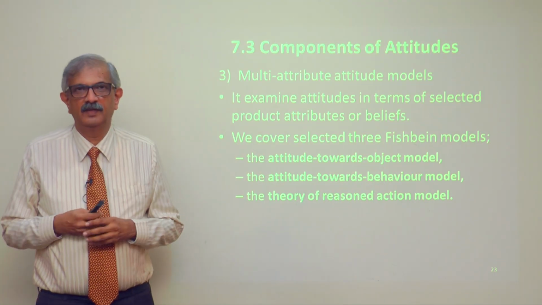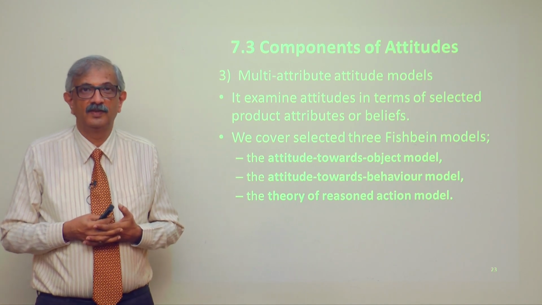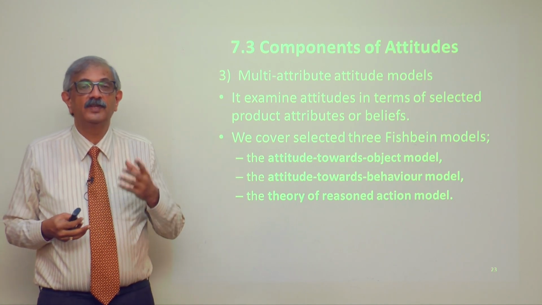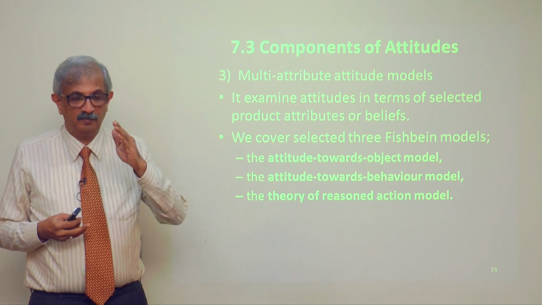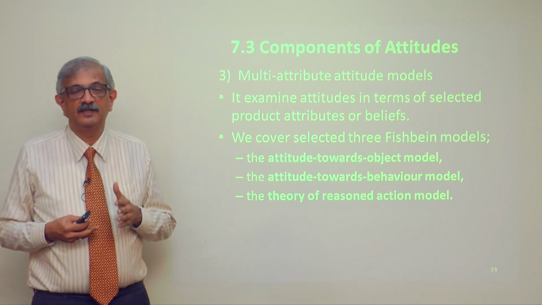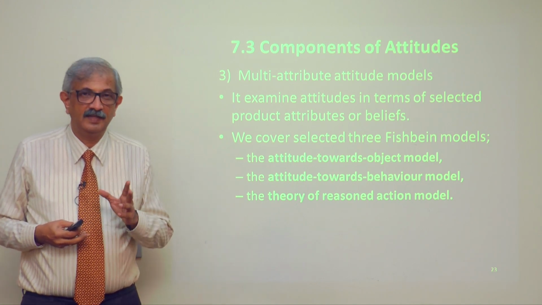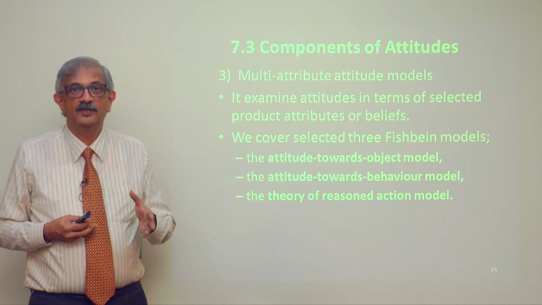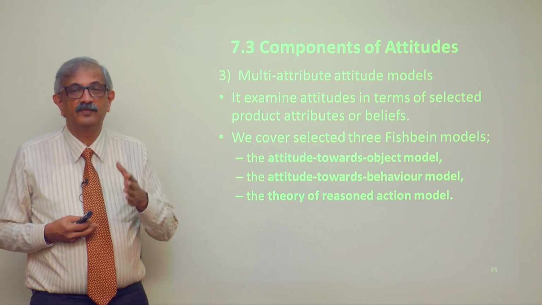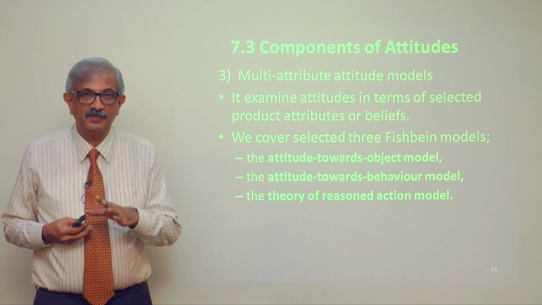The third model, the third framework, is the multi-attribute attitude models. Here it examines the attitude in terms of selected product attributes or beliefs. So multiple attributes of the product are considered for evaluation. We selected these three Fishbein models: attitude towards the object, attitude towards the behavior, and theory of reasoned action model. So this third model has three different subsets.